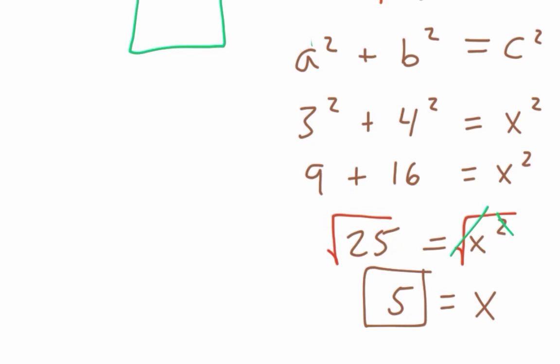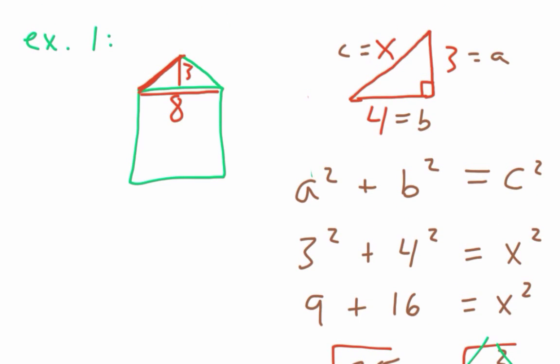Do you want to know a trick that shows up on the ACT pretty much every year? If you have a triangle with a side length of 3 and a side length of 4, the hypotenuse has to be 5. They call it a 3, 4, 5 triangle.